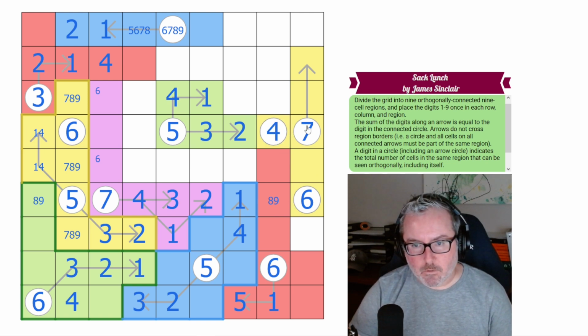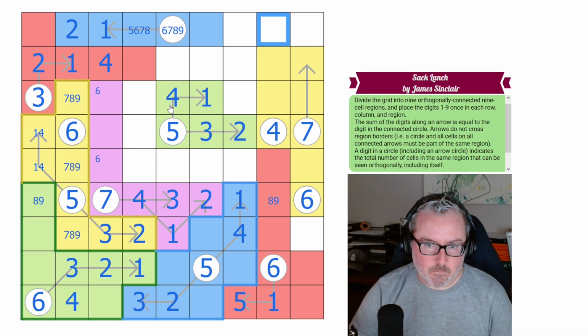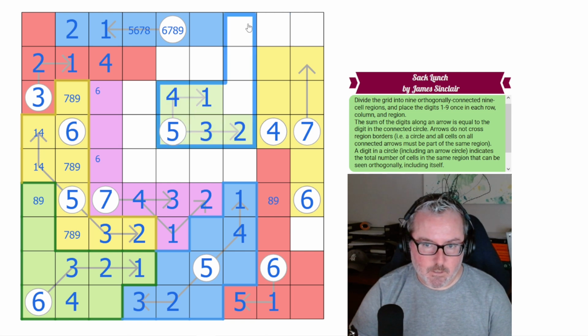Now if we know that's 4, we've got 1, 2. These both have to be yellow. And then the yellow must end. It cannot continue up any further. 1, 2, 3, 4. So the 1, 2, 3, 4, 5, 6, 7, 8.